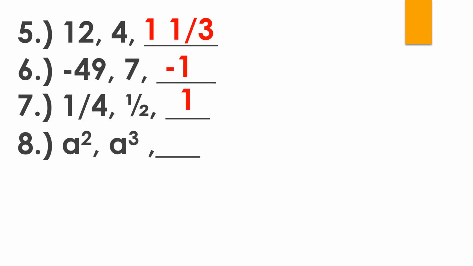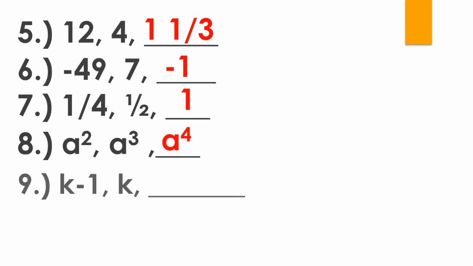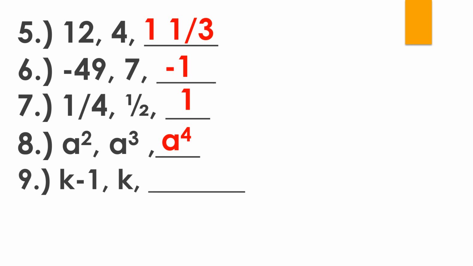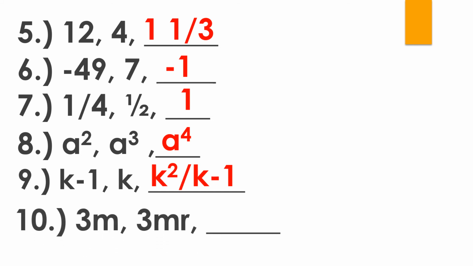Next, a cubed divided by a squared, so the common ratio is a. So the next term will be a cubed times a, a to the fourth. Next, we have k over k minus 1. That is the common ratio. So, k times k over k minus 1. So, that is definitely k squared over k minus 1. And finally, we have 3mr over 3m. The common ratio is r. So, 3mr times r, 3mr squared.